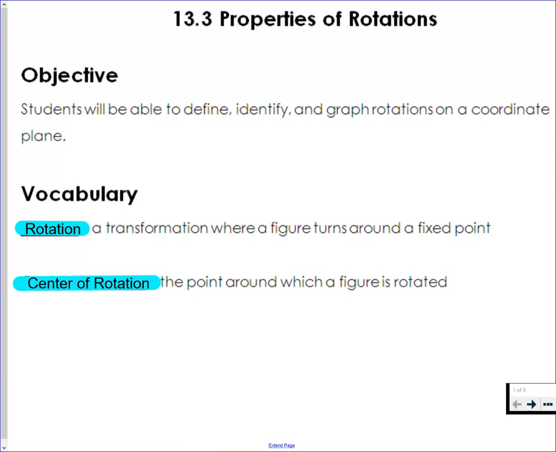Today we're going to talk about another kind of transformation called a rotation. A rotation is where we are turning a shape around a fixed point. That fixed point is called the center of rotation. For us, the center of rotation is always going to be the origin. We're never going to use any other point. They might say it's turned about the origin or around the origin, but it's always going to be using the origin as that center.